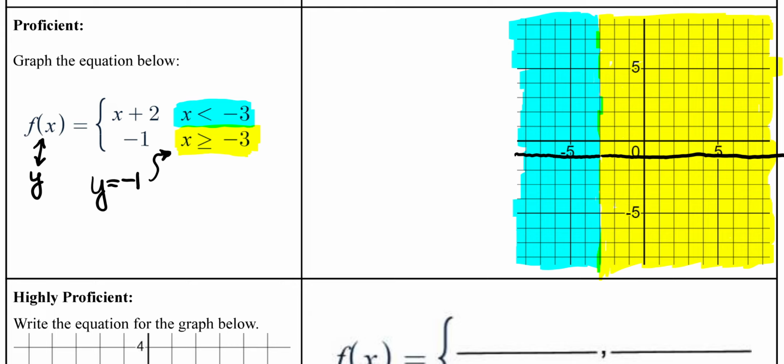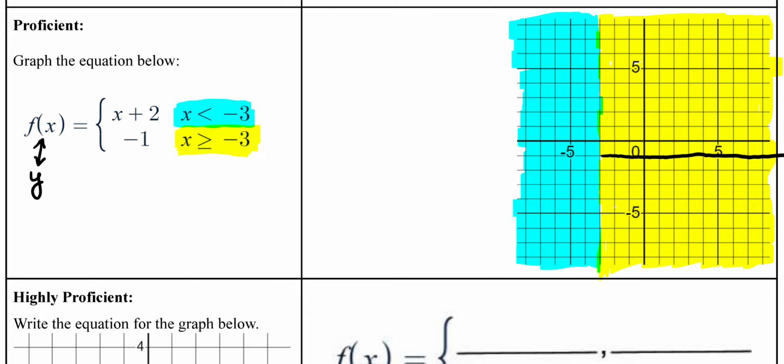And this then continues in both directions here. But we're only looking at the part of the line where this is true. So this doesn't exist there.